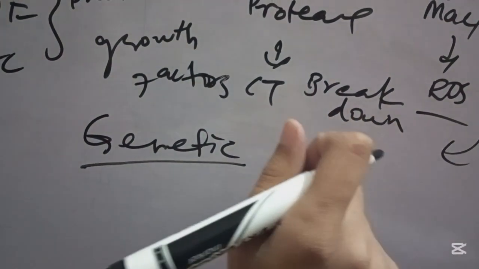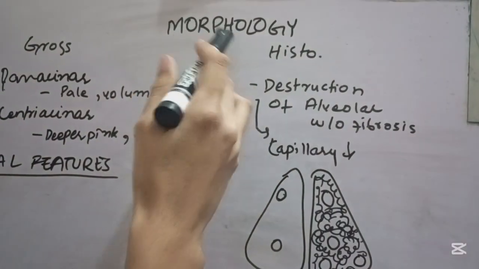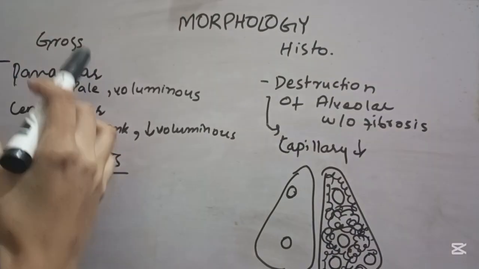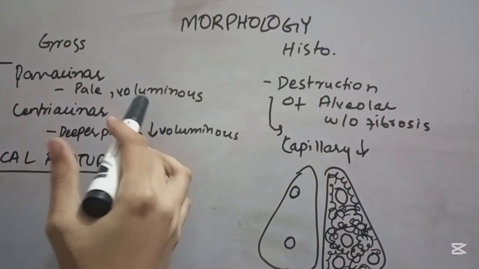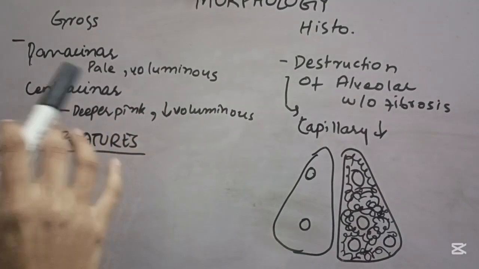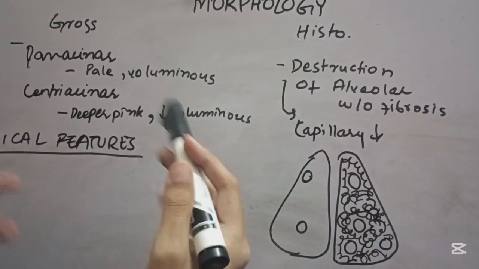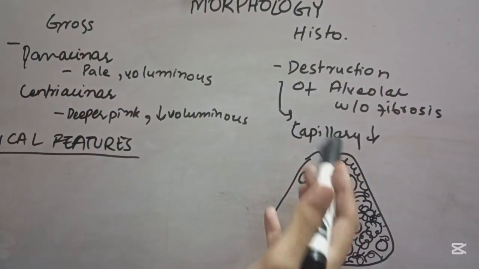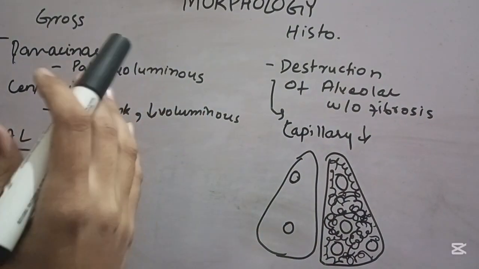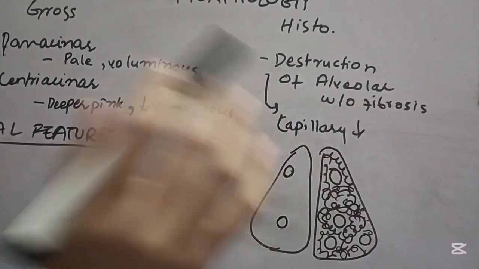So now let's talk about the morphology. If I talk about the gross presentation, then in case of Panacinar emphysema, the lungs are paler and more voluminous. But in case of Centriacinar, the gross picture is not very impressive, and in the late stages, the lungs are deeper pink and less voluminous. And if I talk about the histological picture, then as I have told earlier, there will be destruction of alveolar wall without fibrosis. And if there is destruction of the alveolar walls, then obviously the pulmonary capillaries are going to decrease in number.